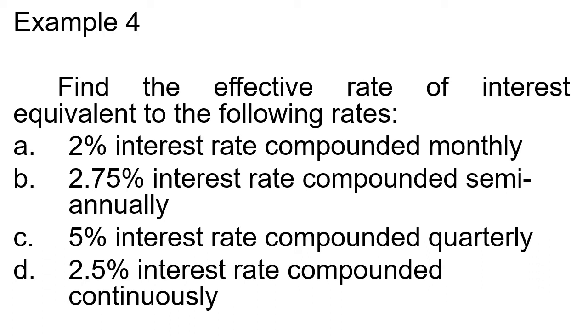Example 4, find the effective rate of interest equivalent to the following rates. Letter A, 2% interest rate compounded monthly. B, 2.75% interest rate compounded semi-annually. C, 5% interest rate compounded quarterly. And D, 2.5% interest rate compounded continuously.